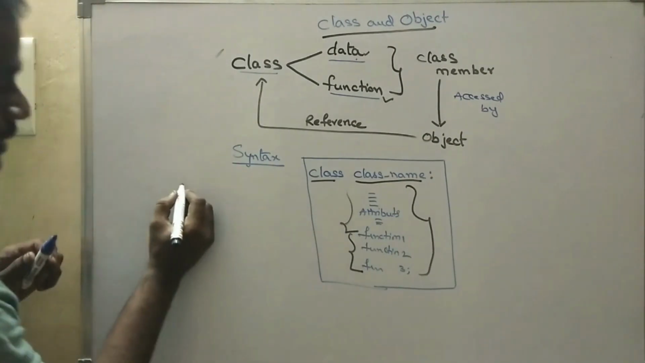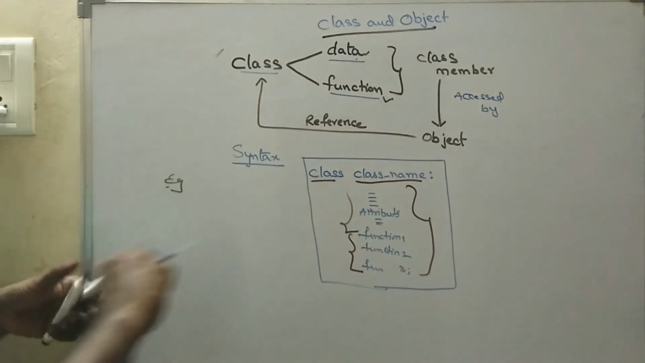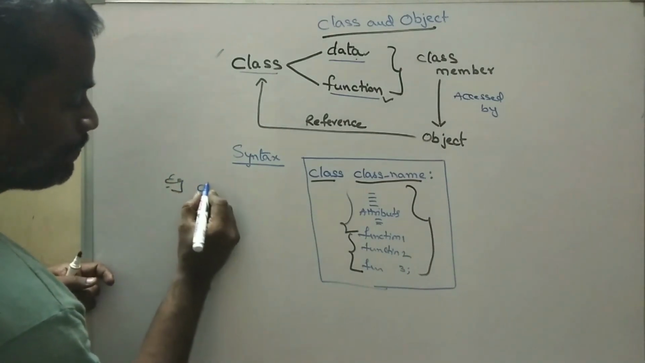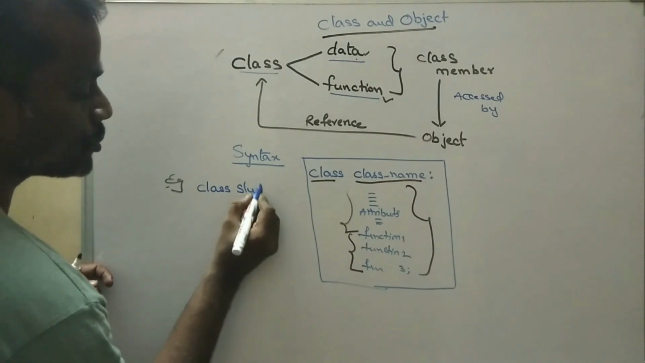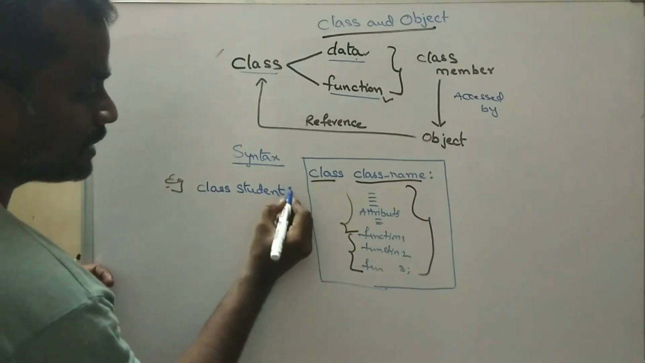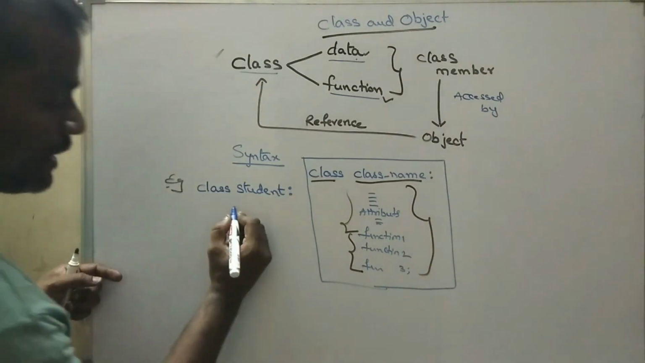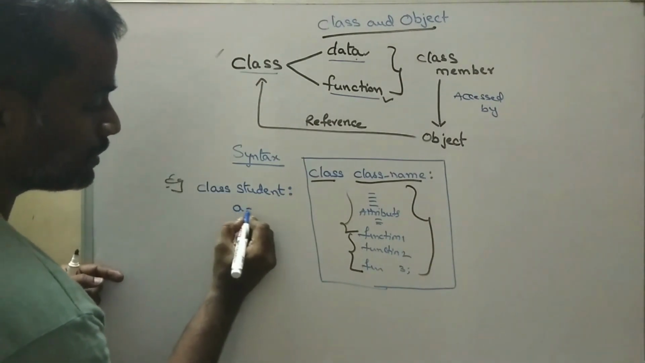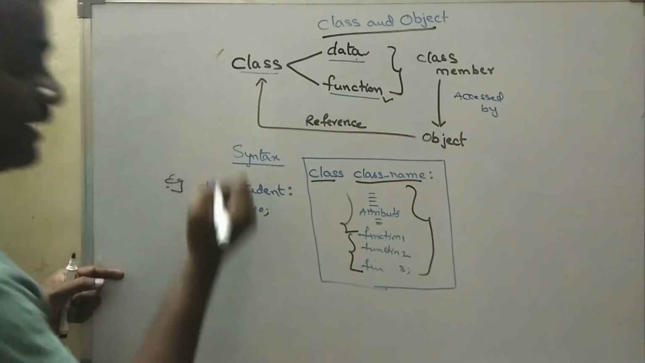Suppose, for example, I can simply define a class. Suppose the class name is Student. Class space class name, which is Student, and then indentation. Then what attributes do I require? Suppose I declare one variable, a equal to 10. That is one attribute. Now suppose I declare a function.